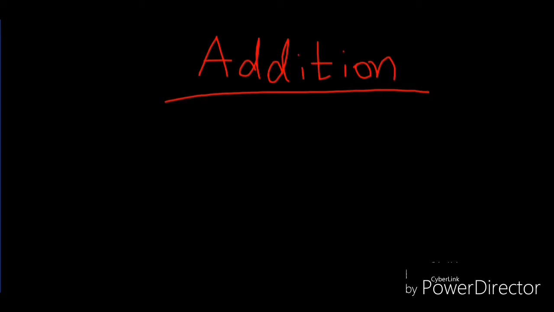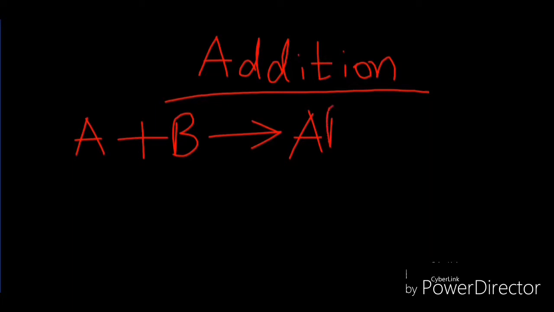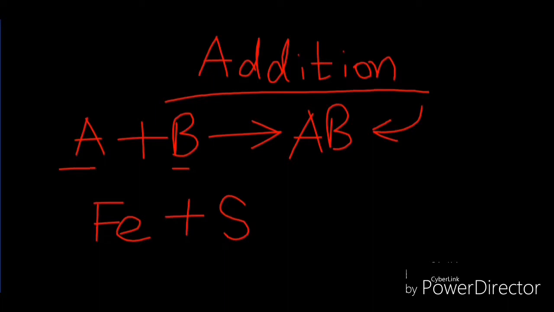So if we express this in a formula, this will look like this: A plus B will be AB. That means we had two molecules or two atoms, and they have been added in the product section. So let's take an example of an addition reaction. Suppose you have iron, and you have also sulfur, and when they react with each other in the addition reaction, these will produce ferrous sulfate.